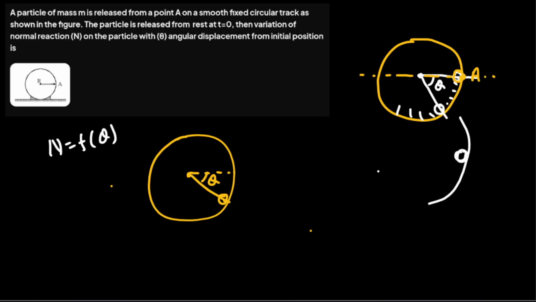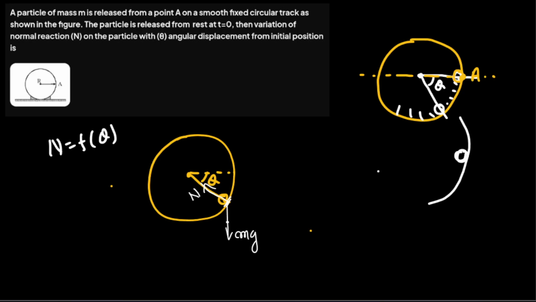of theta. So what are the forces acting on it? Draw the forces on it. So mg will act downward, and normal reaction always acts perpendicular to the surface on which it is moving or resting. So here the surface is this; at this point, perpendicular will be towards the center. So this is the line, and normal reaction will act along this line. So we have two forces. Friction is not there, right? So we don't need to worry about it. We have two forces, normal reaction and mg.